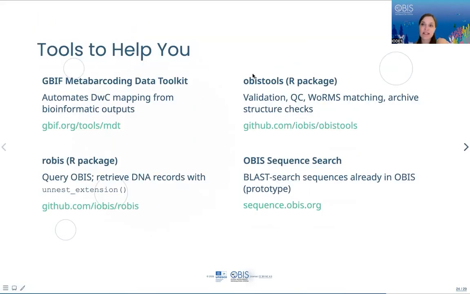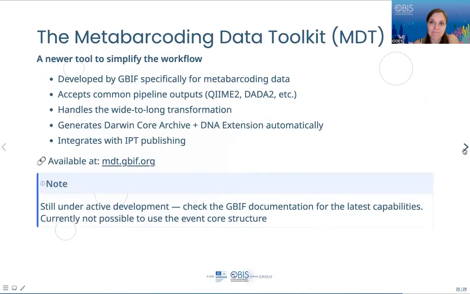And there are several tools that can help you do this, as we also hear during this workshop. For example, the GBIF metabarcoding data toolkit has been very popular so far, and I'll also explain that a little bit soon. We have the R package Robis, and the OBIS tools R package, and of course, just to mention again, the OBIS sequence search, which is then on the data access side.